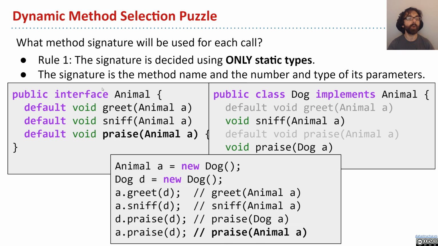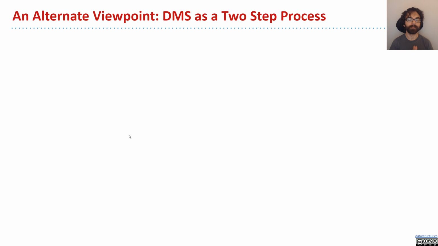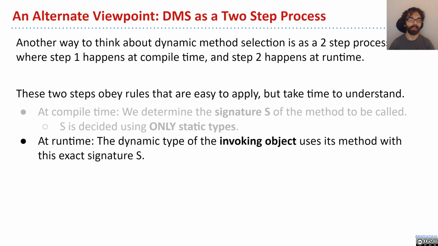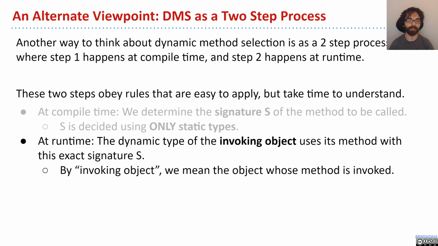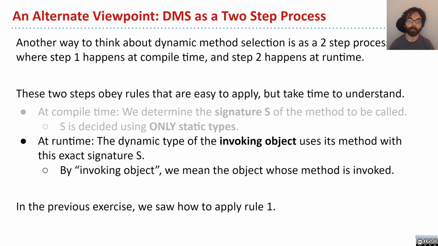And the reason is, remember that it's only looking at the static types. So for the dog class, it has these 4 choices. For the animal interface, it only has these 3 choices. So it's going to use praise animal. Okay. All right. So we've seen this process. And so now what we're going to do lastly is do the second step. So at runtime, recall, the dynamic type of the invoking object is going to decide which method with that signature gets used. Okay. So we saw how to do rule 1. Now we're going to see how to do rule 2.